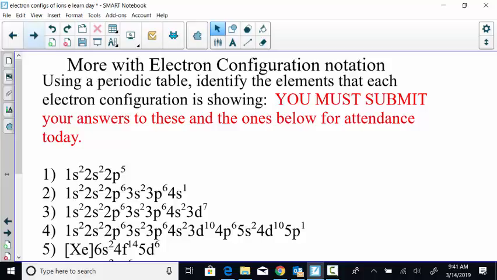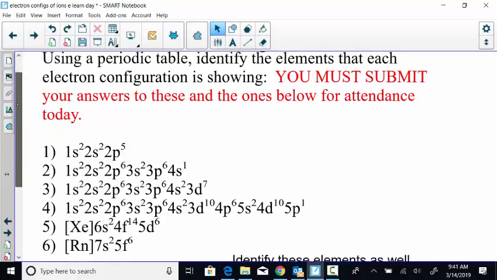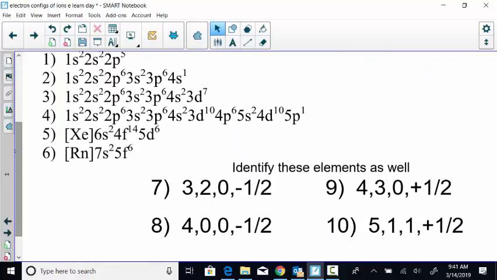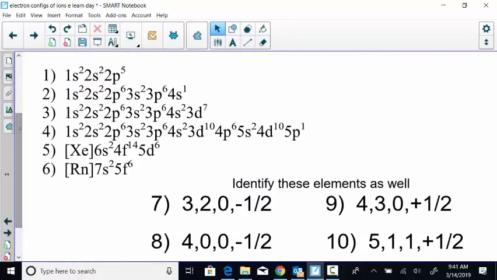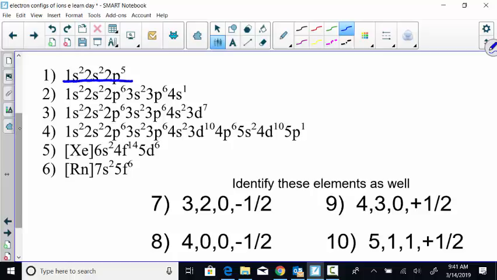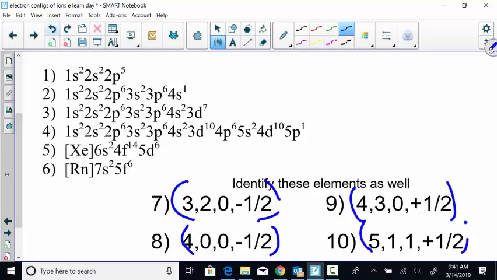Create a Google Doc and answer these 10 questions and send them to me. So all you need to do is get a periodic table, locate each one of these elements, and tell me what they are. So this is identifying an element. I want you to tell me what element it is identifying. Same with these. These are identifying elements. I want you to identify those elements and tell me what they are.